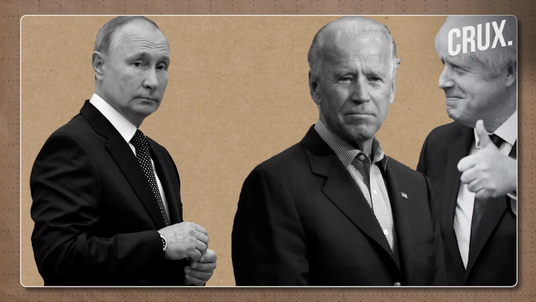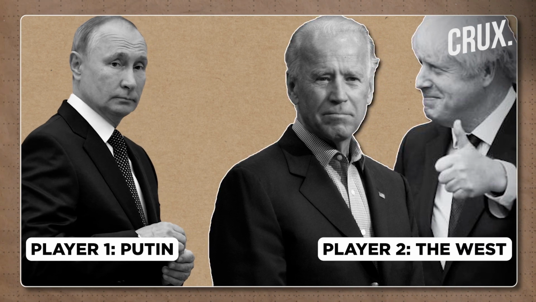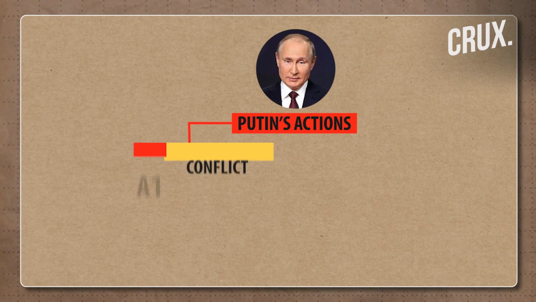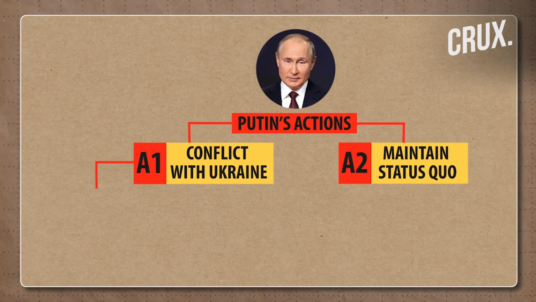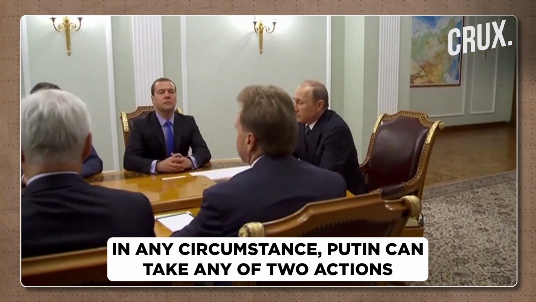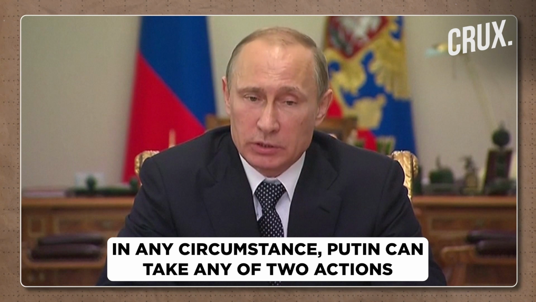Now, in this game, we have two players. Putin, who is the principal protagonist, and you have the West, who are the antagonists. Now, let's characterize all of Putin's actions as A1 or A2 or A3. In any given circumstance, Putin can take any of two actions, depending on whether he wants to escalate or whether he wants to de-escalate the conflict.